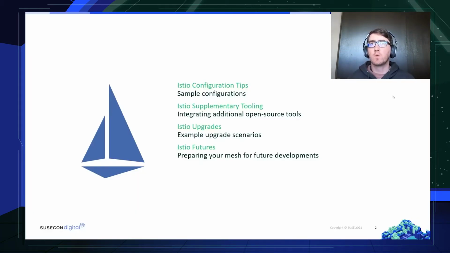The way that this is going to be structured is broken down into four main categories. There's going to be an Istio configuration tip section that's going to have some components that you can configure with standard off-the-shelf Istio. There's going to be Istio supplementary tooling. This is going to be a list of ways that you can improve Istio with a couple open source projects that you can find and add to your Istio service mesh deployments.